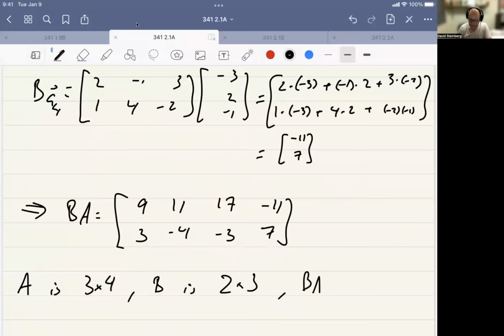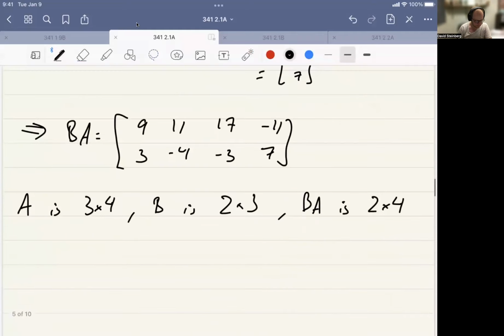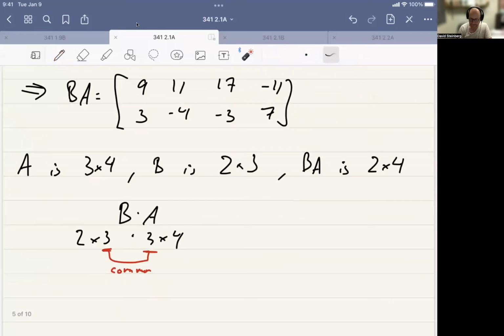And then BA is what? It's 2x4. And this works in general. BA was 2x3, and this is 3x4. You've got to glue them together at the common dimension, and the result is the other two. So we squash these two together and get 2x4 for the product. That's one way to think about it.